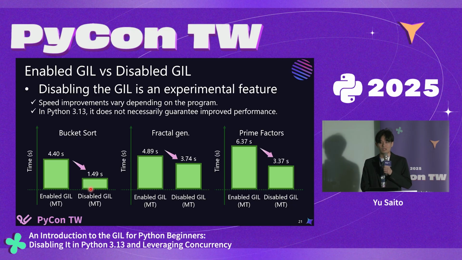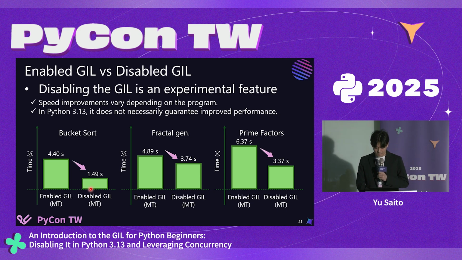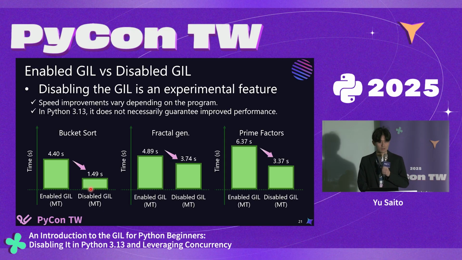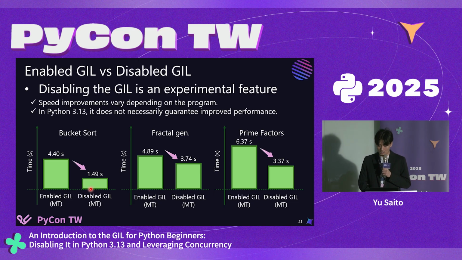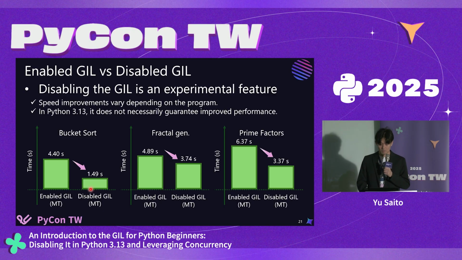However, disabling the GIL in Python 3.13 is experimental, so speed-up improvements vary depending on the program and do not necessarily guarantee faster processing. And in some cases, it may result in slower processing compared with multithreaded programs with the enabled GIL.